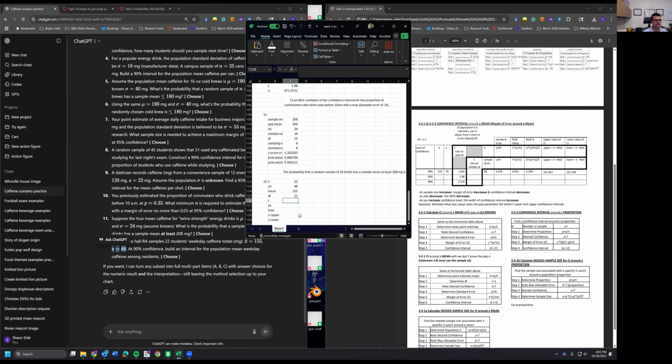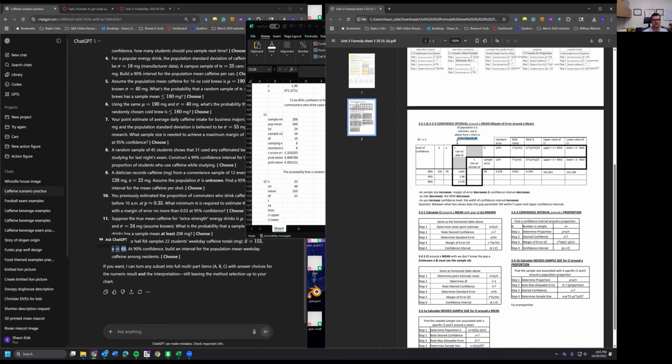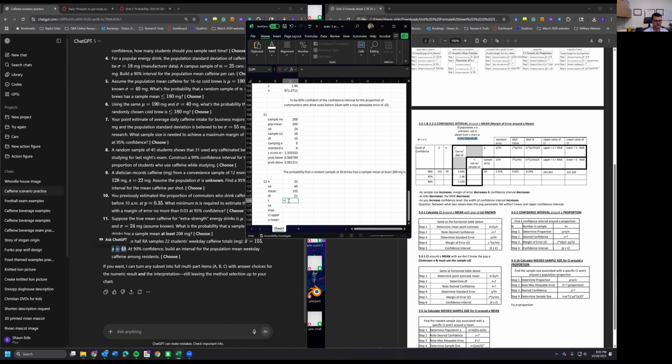The t-score, to calculate the t-score, we're going to come right up here. So equals t.inv.2t. Okay, what's the probability? So once again, the probability is going to be the complement of the confidence level. So it's 1 minus the confidence level, so it's going to be 0.1. And the degrees of freedom is right here, 21. So the t-score is 1.72.